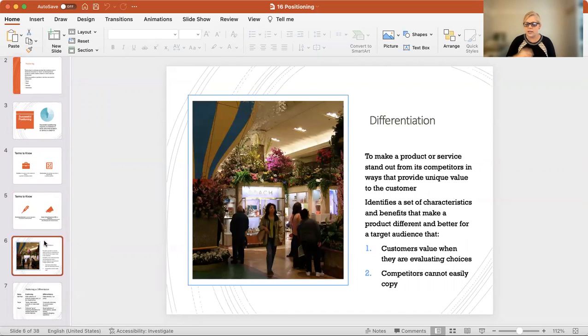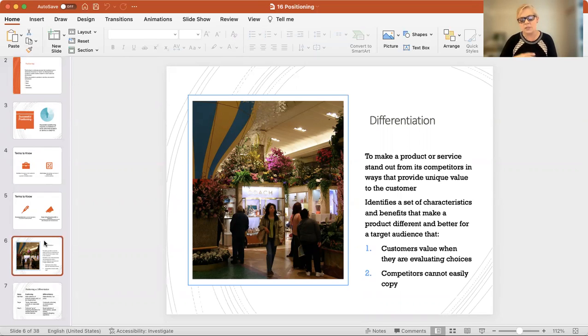So differentiation. If you have me in class at some point, you'll know that differentiation. How are you going to be different? Why do people want or should buy your product over someone else's? How are you different? You can be different on a lot of things. So this is how we stand out from our competitors. What reason are we giving people to come back over and over again? This identifies a set of characteristics. This provides value. I've said that before, and you'll hear me say it again.